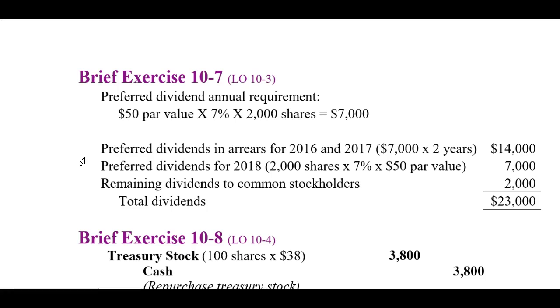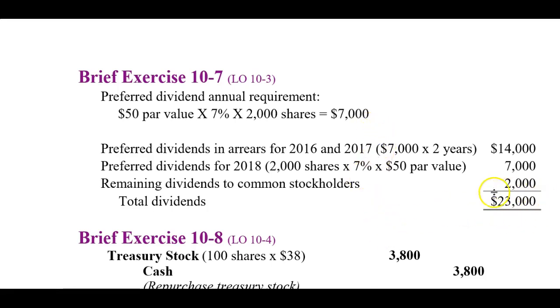The first thing we do is find the preferred dividend annual requirement. That'll be the par value per share of preferred stock times the percent given to us, 7%, times the 2,000 shares. So each year the corporation is, quote, supposed to pay $7,000 in dividends. If it doesn't, since this is cumulative preferred stock, then we have to catch up with the missed dividends when dividends are finally paid in later years.